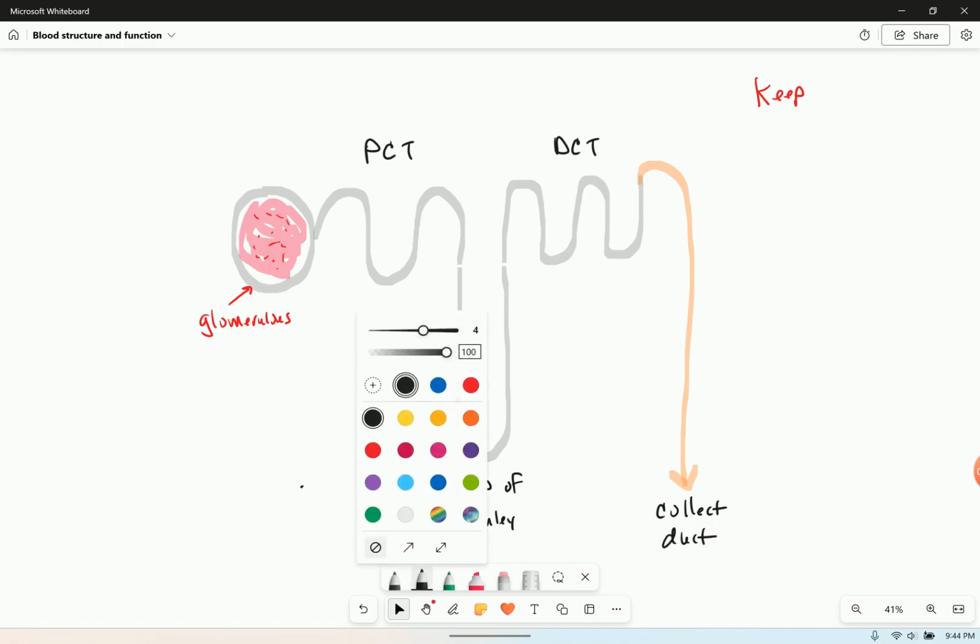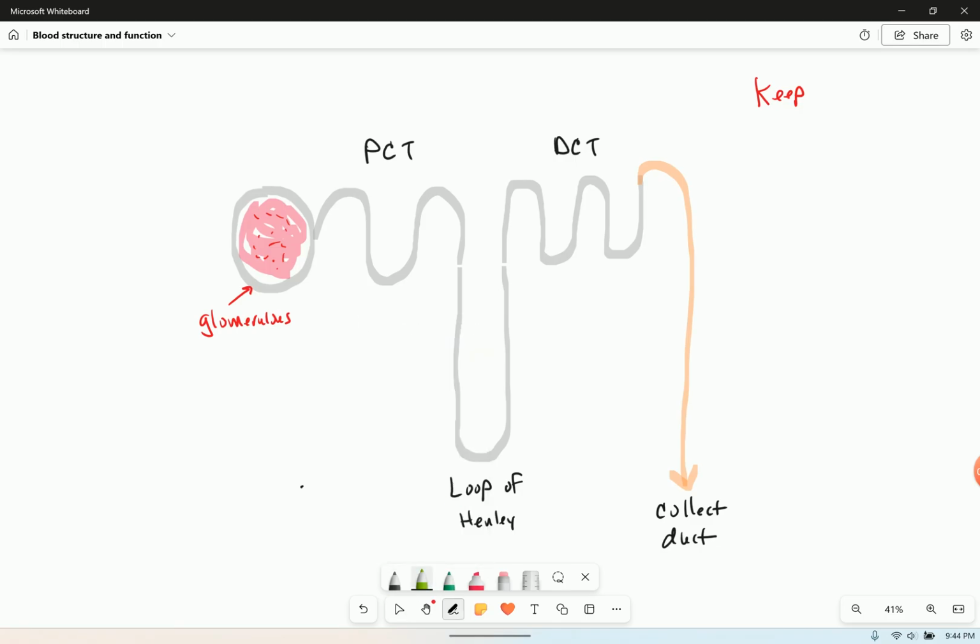Okay, so things that you're going to keep. So we're going to draw an arrow that's going to come out of the tubes. So sodium chloride, potassium, water, and these are things that are taking place in the proximal convoluted tubule. HCO3s, which is a bicarbonate, glucose, and amino acids.